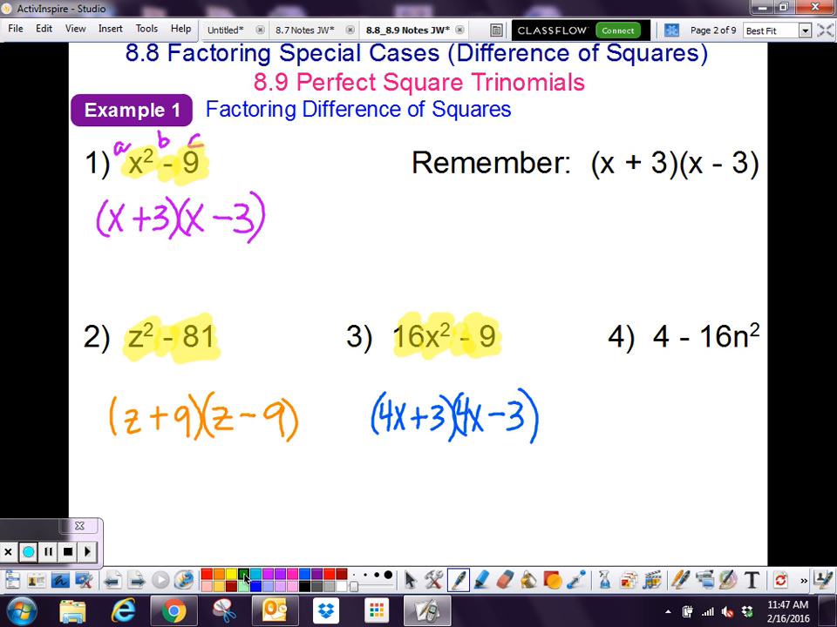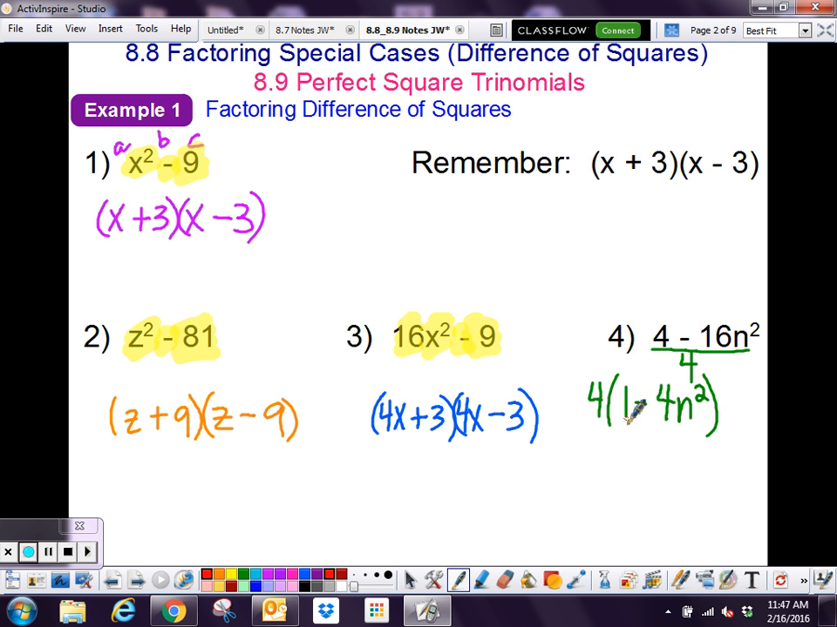Okay, so on number 4, is there a GCF? Yes. 4 is my GCF. So I need to take a 4 out of both of these things first. This definitely gets forgotten a lot. If I divide a 4 out, that leaves me with 1 minus 4n squared. Okay, but I'm still not done. I still have a squared in there, which means I'm not done factoring.